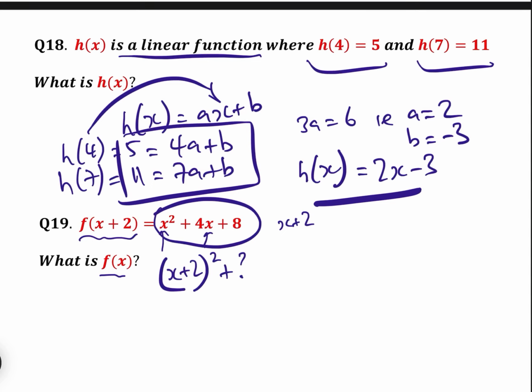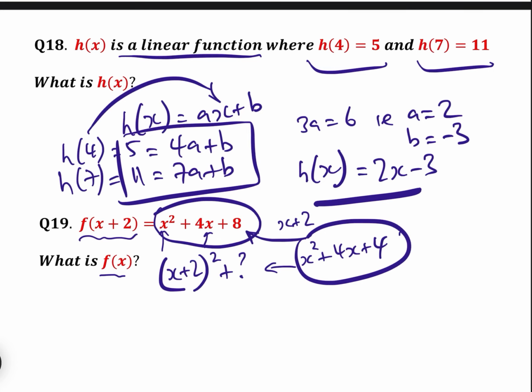So let's just expand out x plus 2 squared. x plus 2 squared is x squared, add 4x, add 4. And you can see that that is almost the same as this. We just need to add another 4, and that will give us x squared, add 4x, add 8. So x squared, add 4x, add 8 is the same as x add 2 squared, add 4.